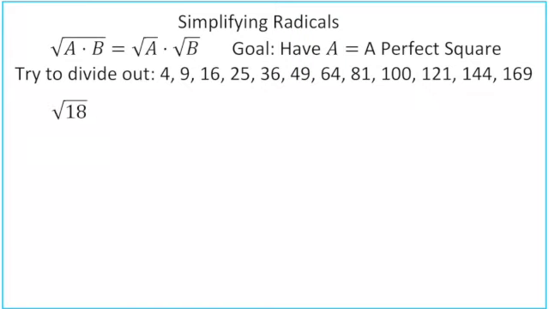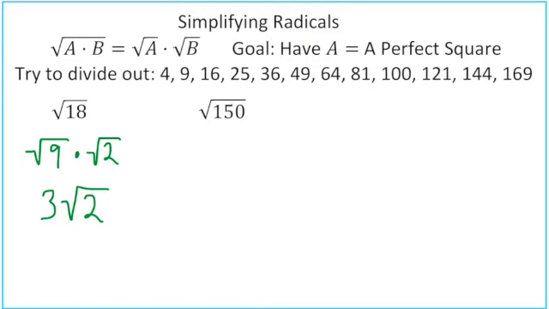We want to simplify radical 18. So we're looking for the first perfect square that divides out of 18. I know you can divide 18 by 2, you can divide it by 3, but those numbers are not in our list of perfect squares. The first number in our list is 9. And so we end up with radical 9 times radical 2. And then our last step is to just simplify radical 9 into 3, and then we end up with a simplified radical of 3 radical 2.